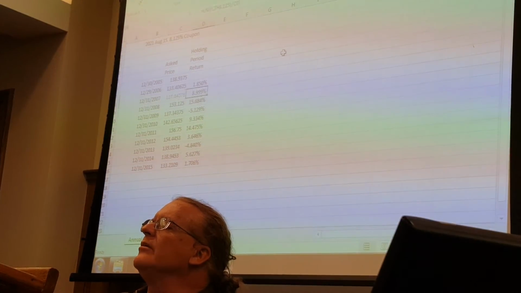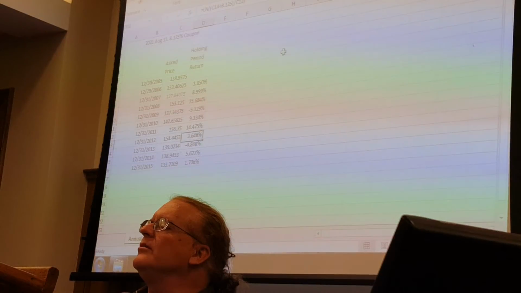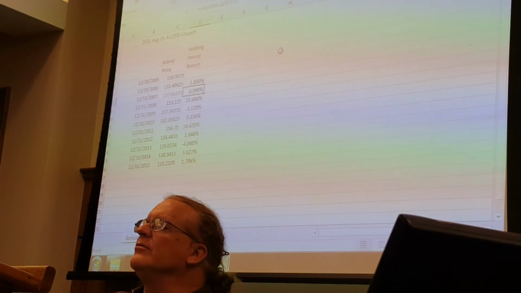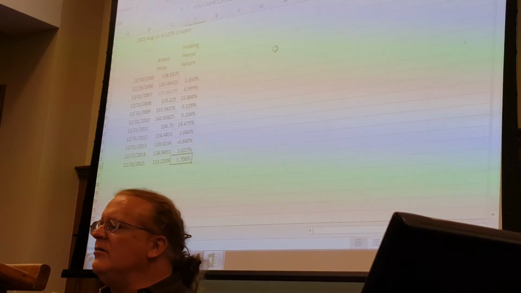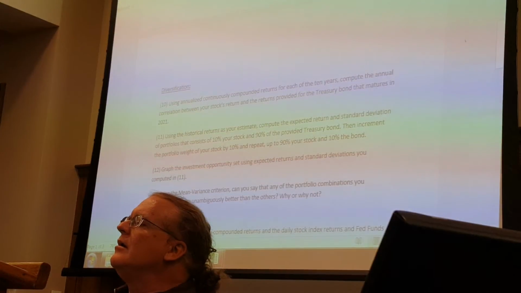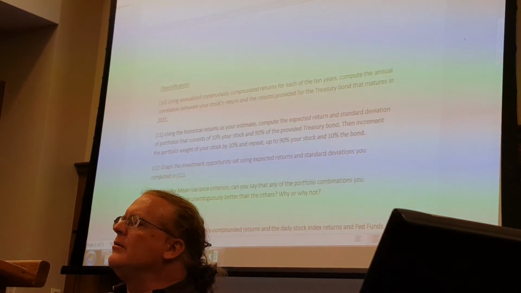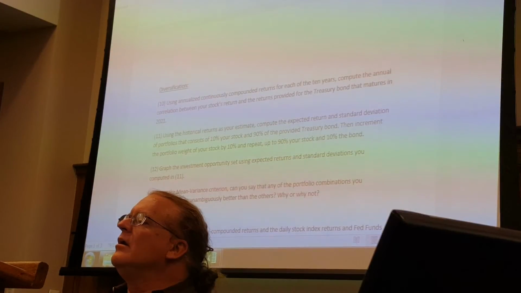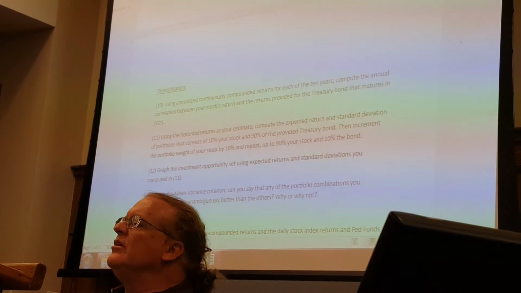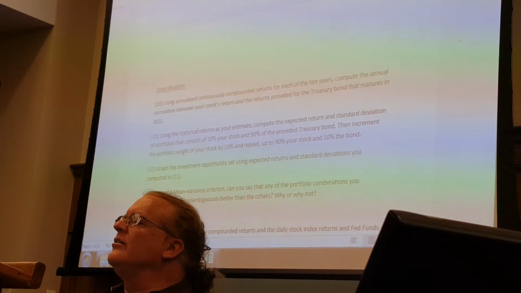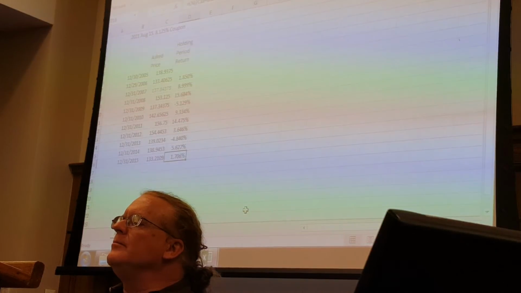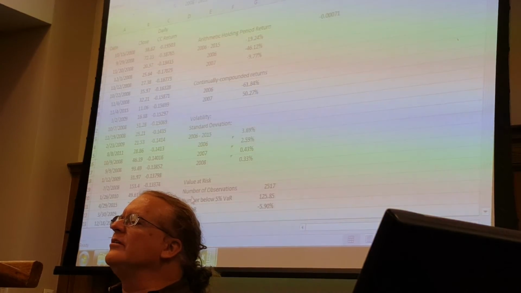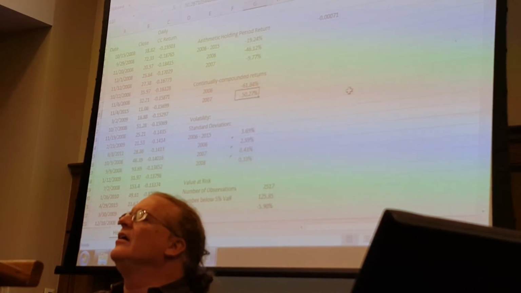Okay, then we got every one of these. These are the continuously compounded holding period returns for each year going through 2015. And now I'm going to compute the annual correlation between my stock's return and the returns provided for the treasury bond I gave you. Okay, so I'm going to get my stock's return. I only did it for 2 years, for 2006 and 2007.